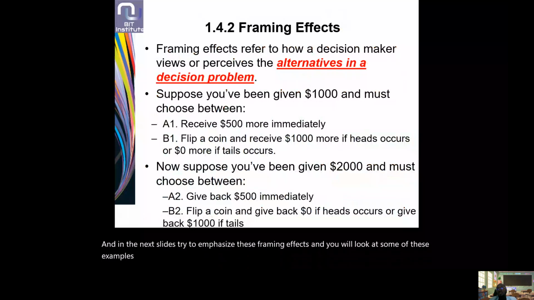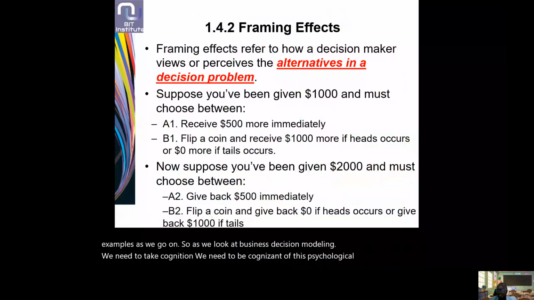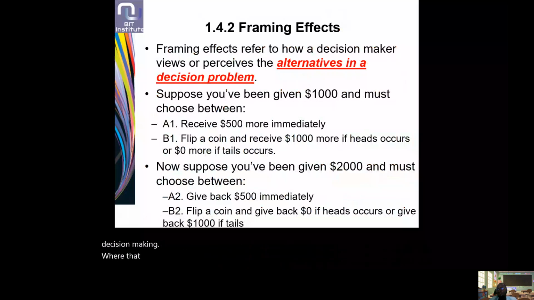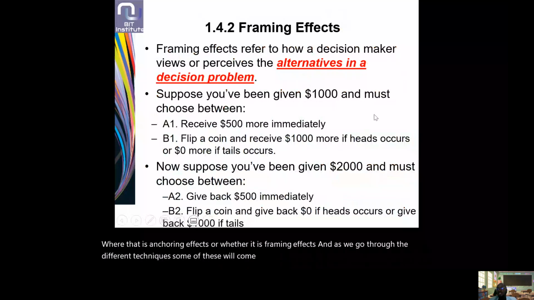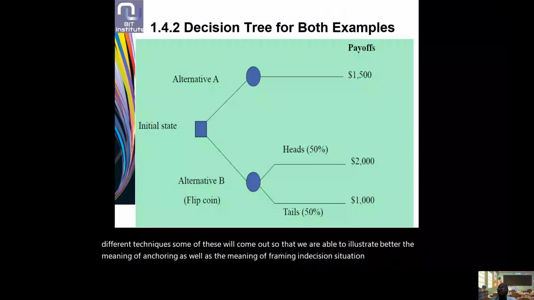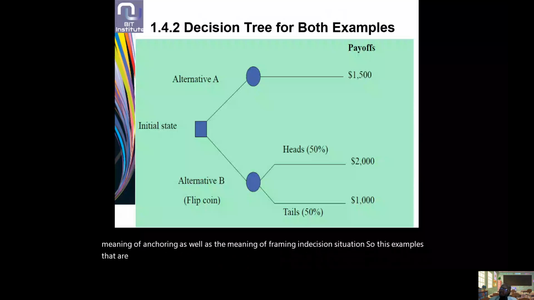So as we look at business decision modeling, we need to be cognizant of the psychological influences on decision making, whether it is anchoring effects or framing effects. And as we go through the different techniques, some of these will come out so that we are able to illustrate better the meaning of anchoring as well as the meaning of framing in decision situations. So these examples that are highlighted capture this.